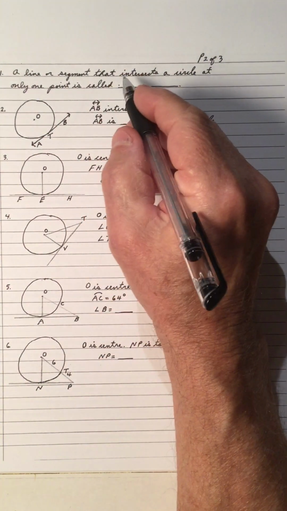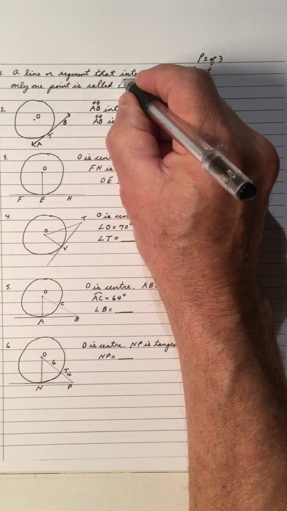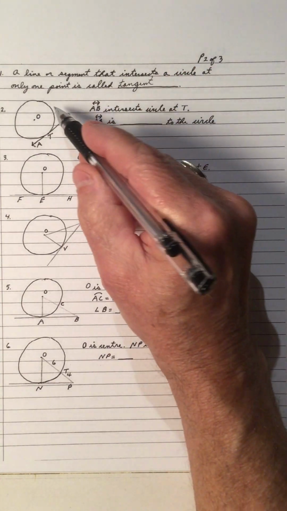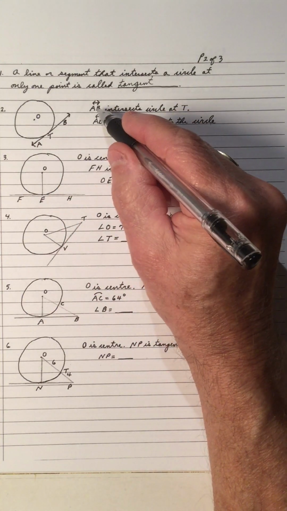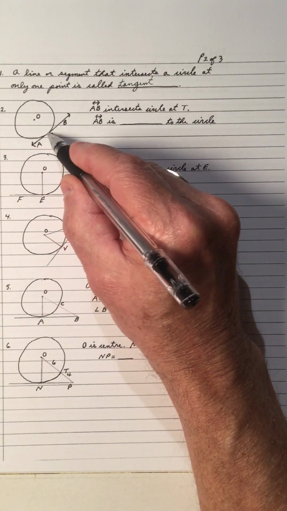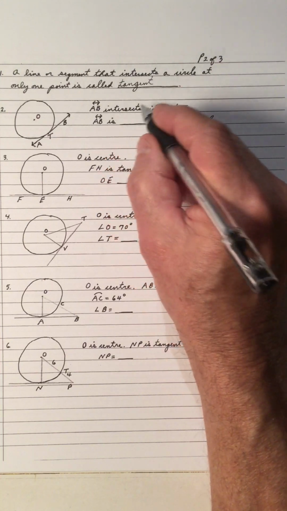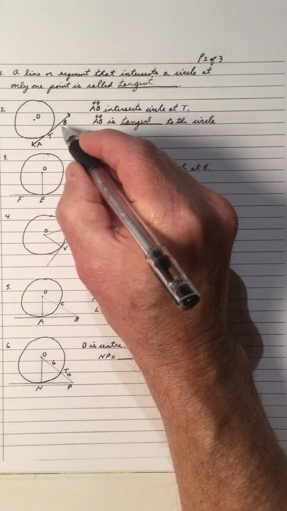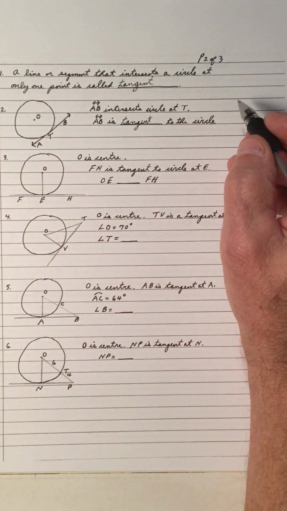A line or a segment that intersects a circle at only one point is called a tangent. So we have a circle here and we have a line, O is the center, and it says AB intersects the circle at T. So AB is the line intersecting the circle at T. That means that AB is tangent to the circle, because the tangent intersects a curve or a circle at one point.